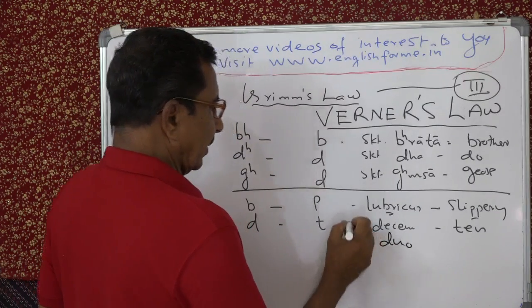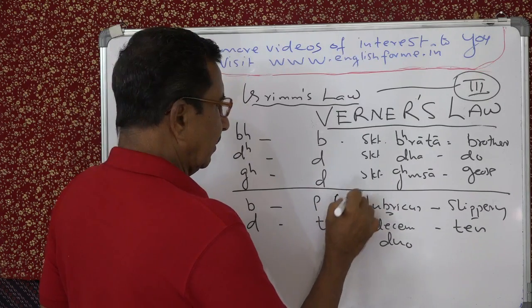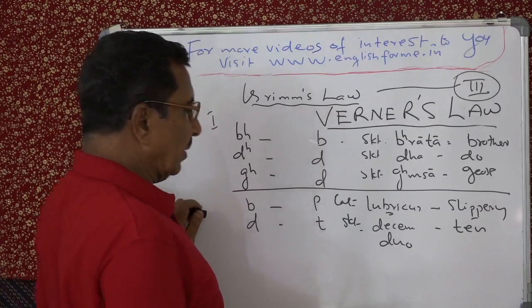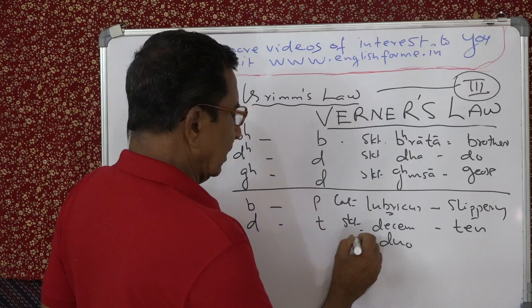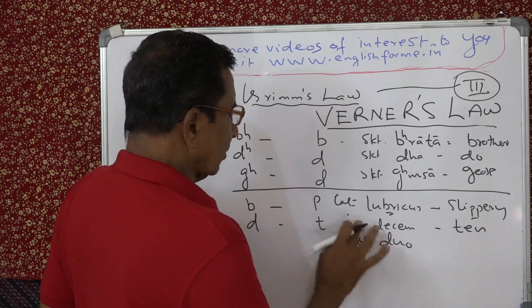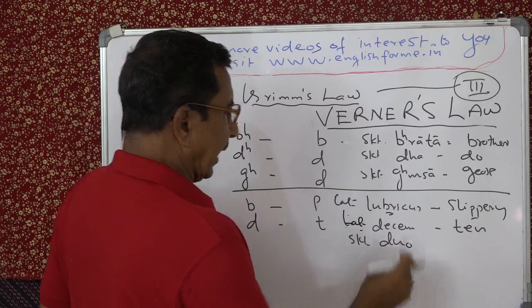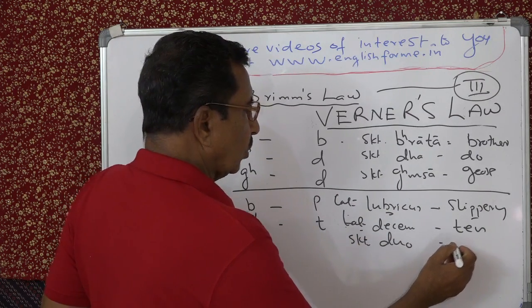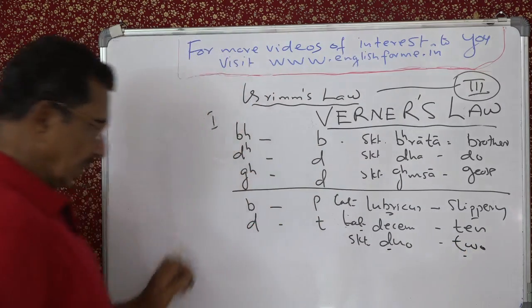This is Latin. This is Sanskrit, this is Latin, because they are non-Germanic languages. Duo is dva, that is Sanskrit. This is also Latin, decem, 10, decade, etc. we have seen. This is Sanskrit, dva, 2. So for the d, b, t, you have got examples.